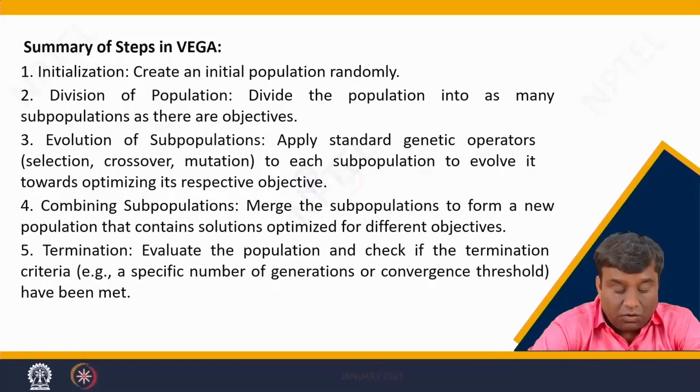Step 4, combining subpopulations. Merge the subpopulations to form a new population that contains solutions optimized for different objectives. Evaluate the population and check if the termination criteria, for example a specific number of generations or a convergence threshold, have been met.